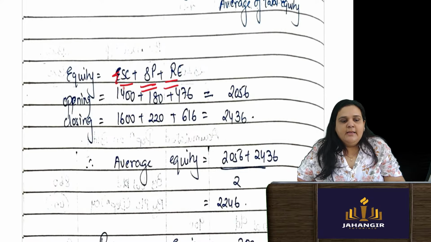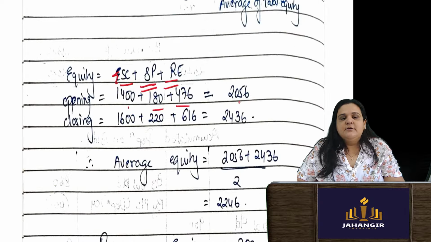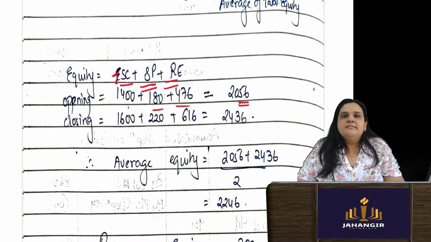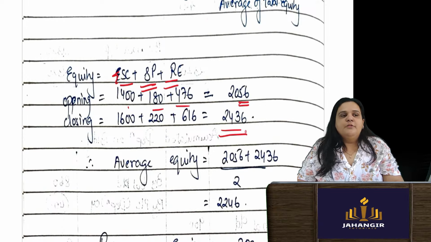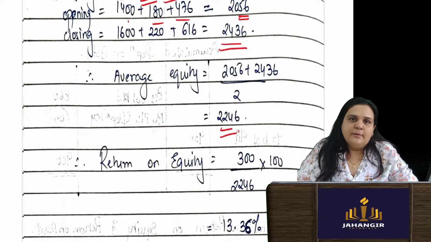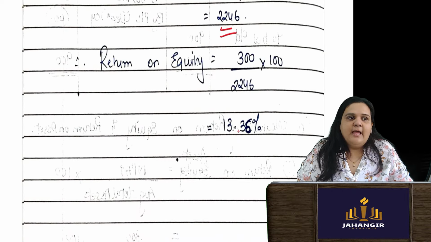So I have taken the average: opening equity is 1400 plus 180 plus retained earnings 476.056. In closing, 1600 plus 20 plus 616.436. Add that and take an average; divide that by 2 and you will get the average. So return on equity will be net profit after tax upon average equity.